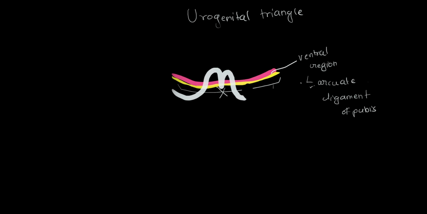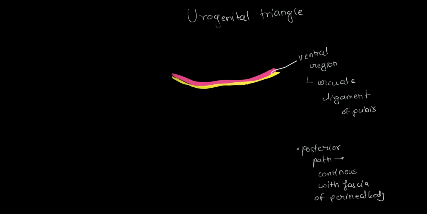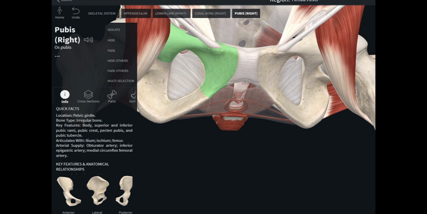Then we have the ventral portion. The ventral portion is in contact with the arcuate ligament of the pubis. Now, the arcuate ligament of the pubis also attaches the entire urogenital tract ventrally to the pubic bone, because the arcuate ligament is formed where there is the meeting of the pubic symphysis. Posteriorly, we can see that it's continuous with the fascia of the perineal body.